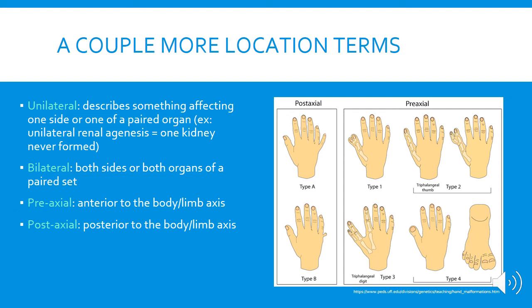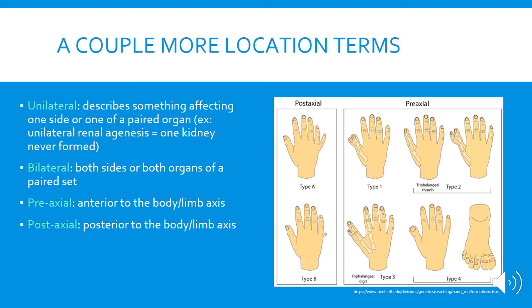The other location terms here are preaxial and postaxial, and these are terms that are most often used to discuss the limbs. In this case, the axis in question is the length of the limb, so for the arm, from shoulder to fingers. Preaxial would refer to the thumb side. Postaxial would refer to the pinky side.